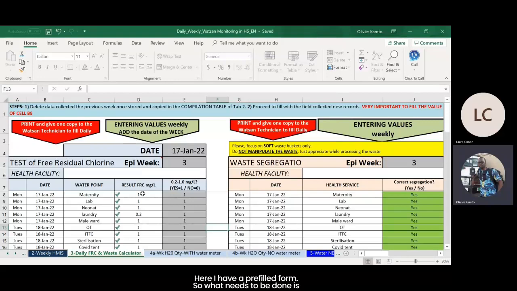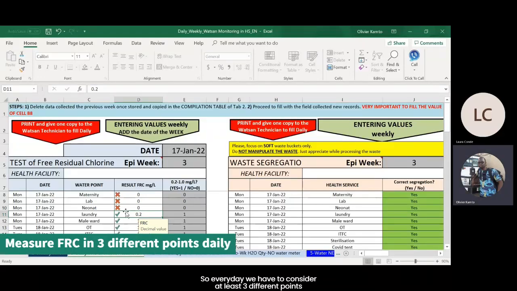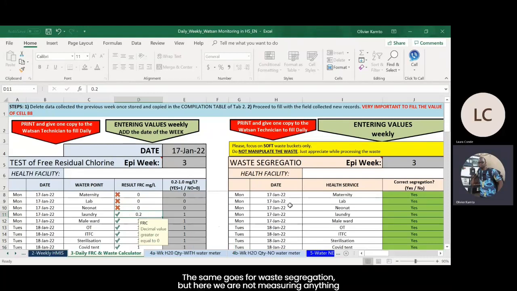So what needs to be done is when they do the free residual chlorine measurements, they record the values in this form where we see result free residual chlorine. It could be 0 in the first point and 0 in the second point and 0 in the third. So every day we have to consider at least 3 different points. The same goes also for waste segregation.